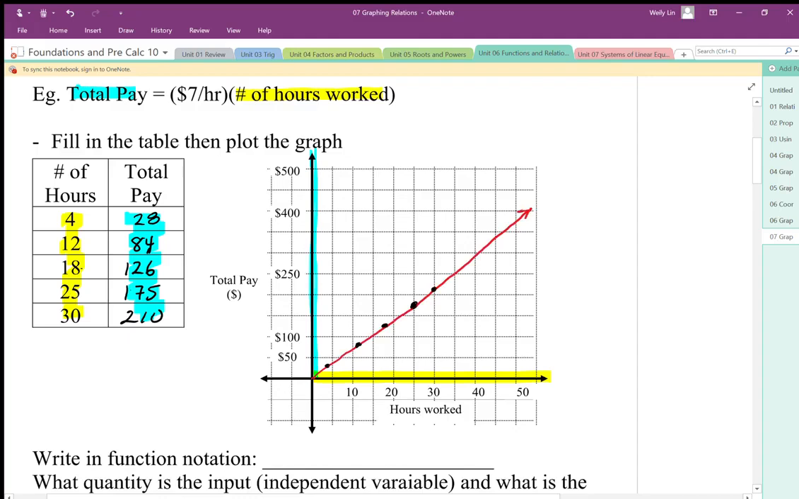I'm not looking for the dots. I'm using the coordinates of our input and output to establish the relationship, which is a line. Okay? So that looks about right.